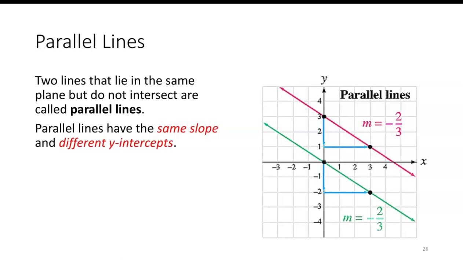Parallel lines will always have the same slope but different y-intercepts. By that, I mean that they'll cross the y-axis at different places. In that case, we consider those parallel lines. In this case here, the two lines cross the y-axis at 0 and 3, so they have different intercepts, but they both have the same slope of negative 2/3. So this would be an example of parallel lines.